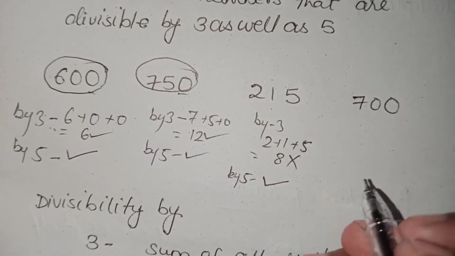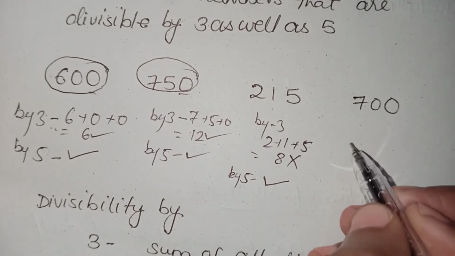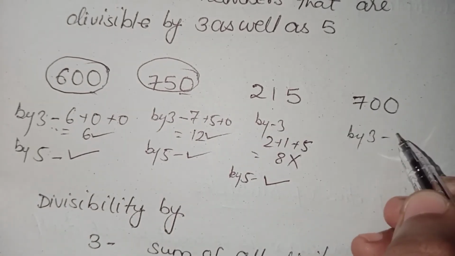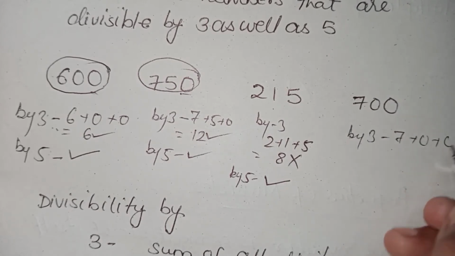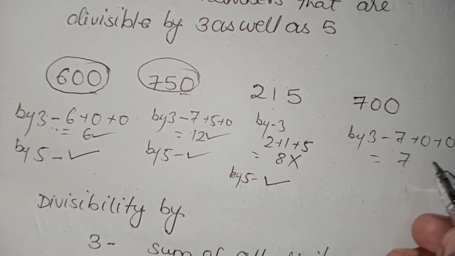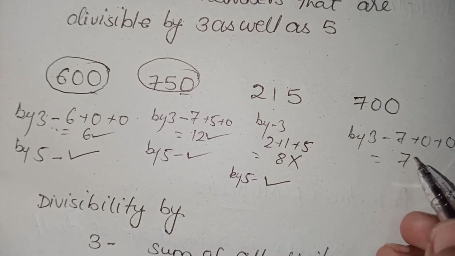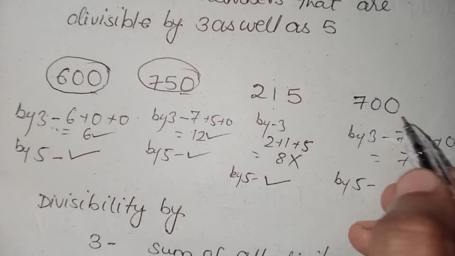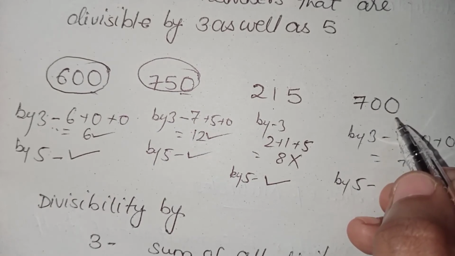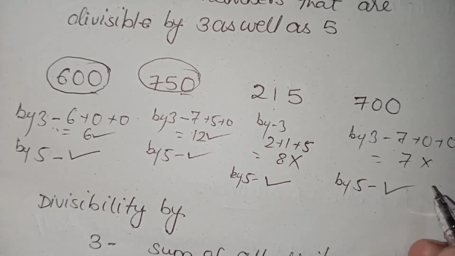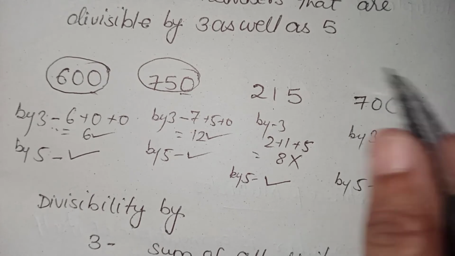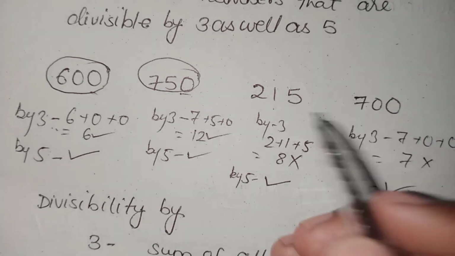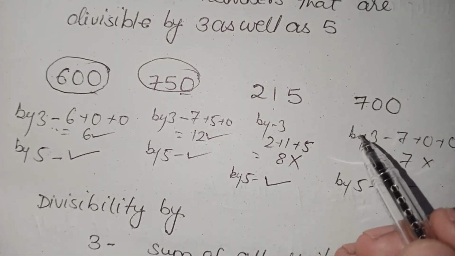Okay. Now 700 by 3. 7 plus 0 plus 0. So after adding what will we get? 7. Is 7 divisible by 3? No, no. So cross it. By 5. At ones place what should be there? 0. So 0 is there. That means this is divisible by 5. But this is not divisible by 3. So we will not circle this number 700. That means this is not divisible by 3. So we will not circle this.